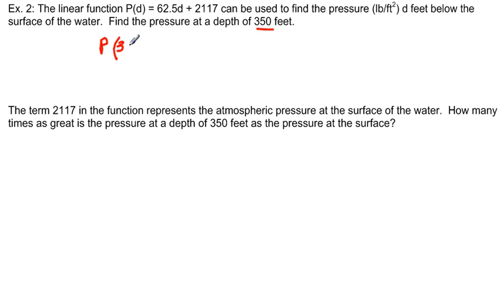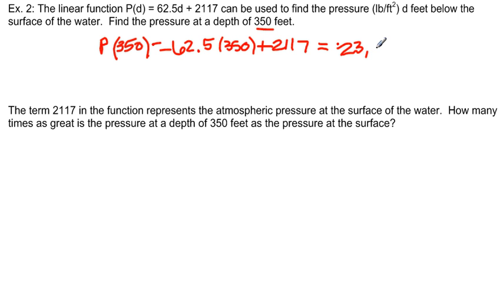P of 350 is equal to 62.5 times 350 plus 2,117. And if you calculate that, you get an answer of 23,992 pounds per square feet. Okay, that's the pressure of the water 350 feet below the surface.